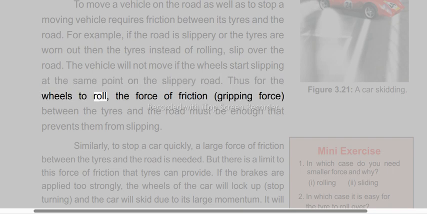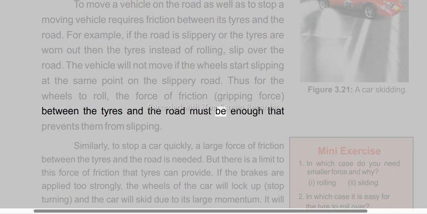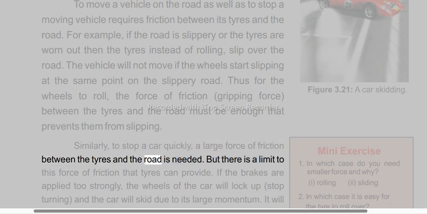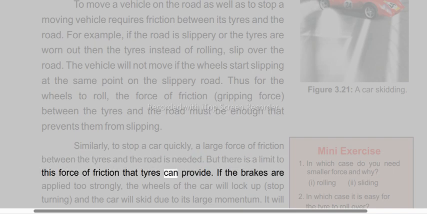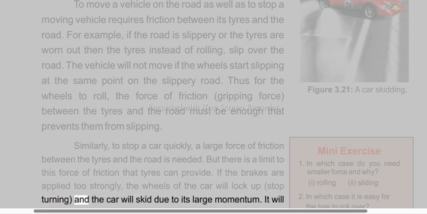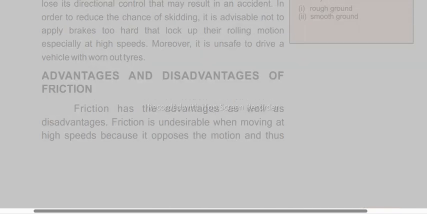Thus, for the wheels to roll, the force of friction, the gripping force, between the tires and the road must be enough to prevent them from slipping. Similarly, to stop a car quickly, a large force of friction between the tires and the road is needed. But there is a limit to this force of friction that tires can provide. If the brakes are applied too strongly, the wheels of the car will lock up, stop turning, and the car will skid due to its large momentum. It will lose its directional control, which may result in an accident.